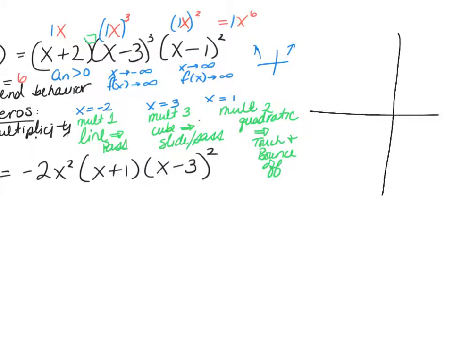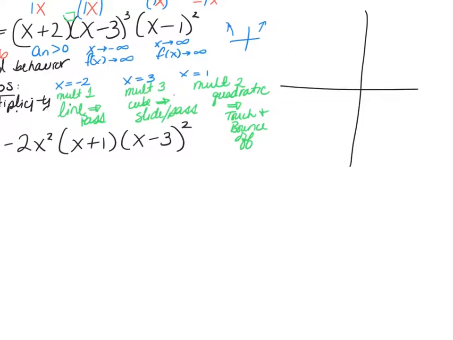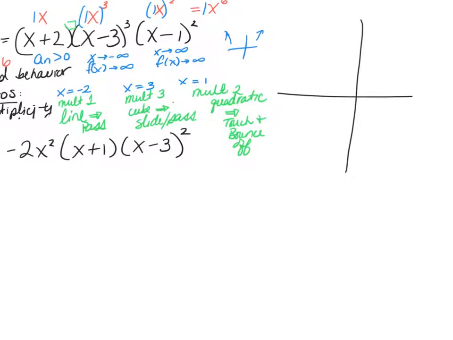So my zeros, because they're all real numbers, end up becoming my x-intercepts. So I have them at negative 2, at 1, and at 3. Now remember, on the left side I expect to end up, and on the right side I expect to end in the up position. I'm going to positive infinity on the left and on the right.